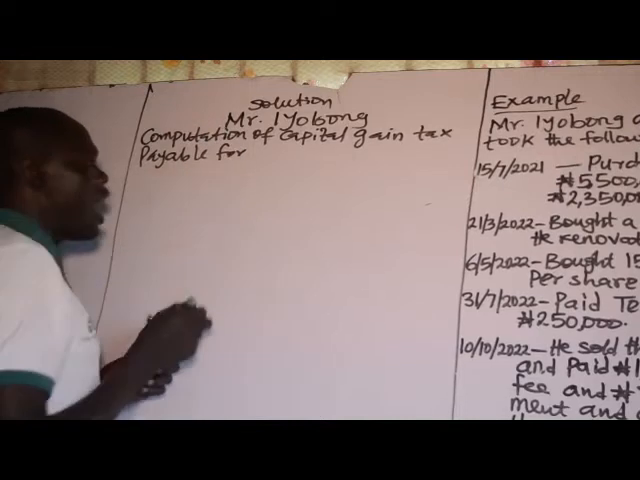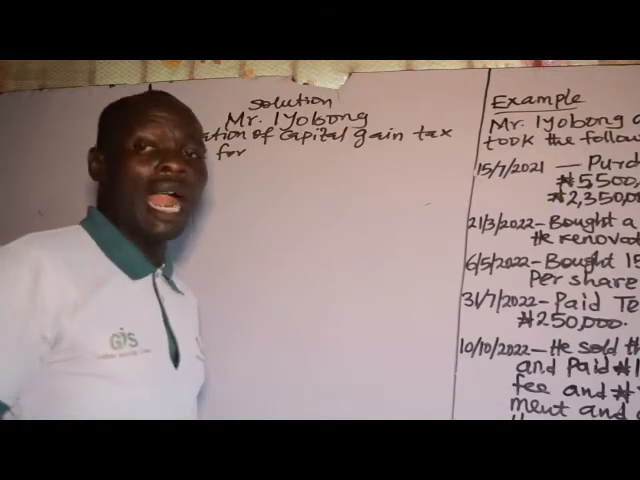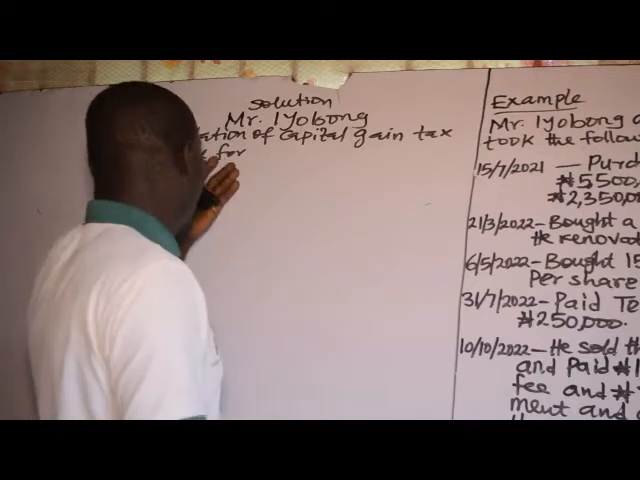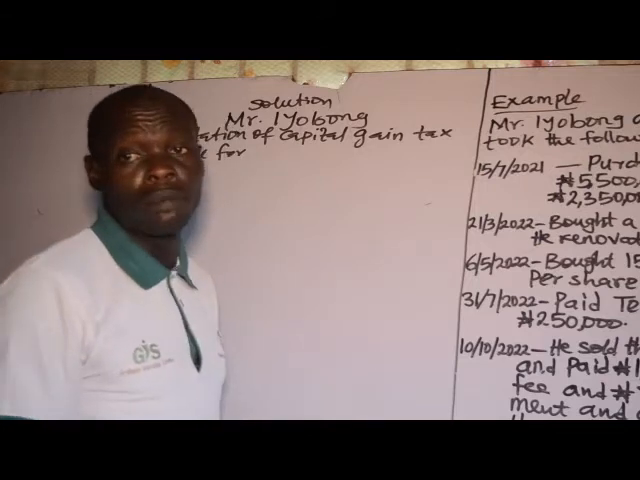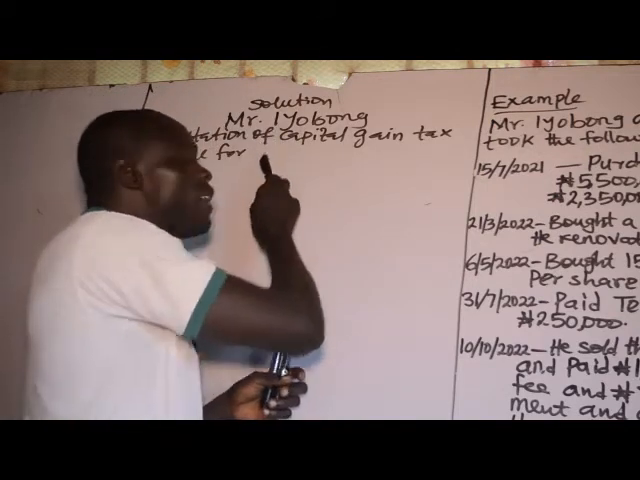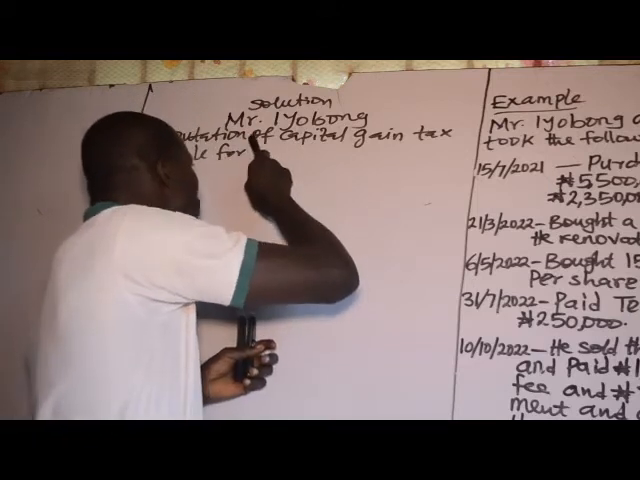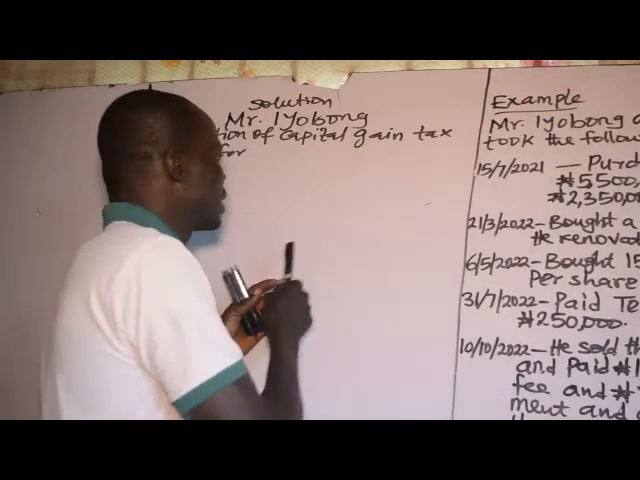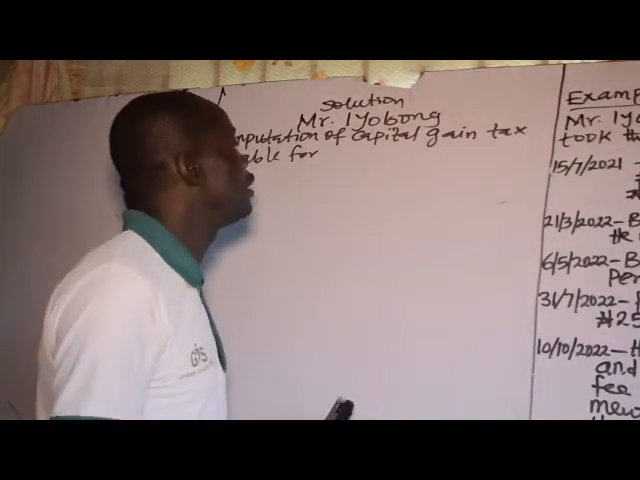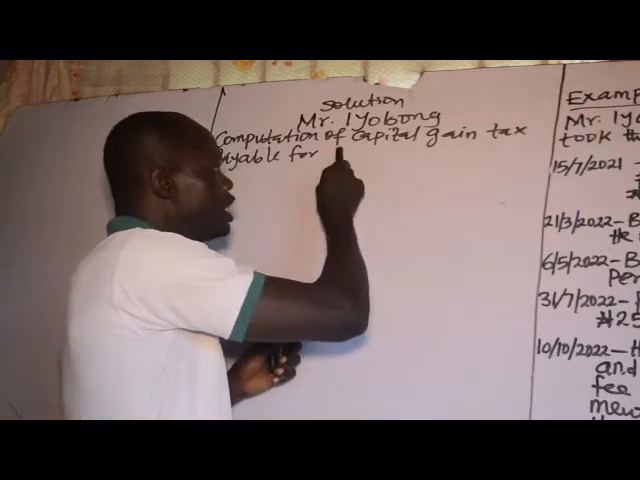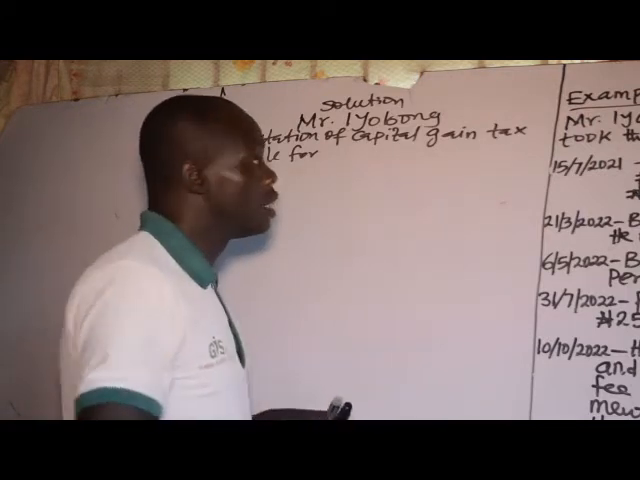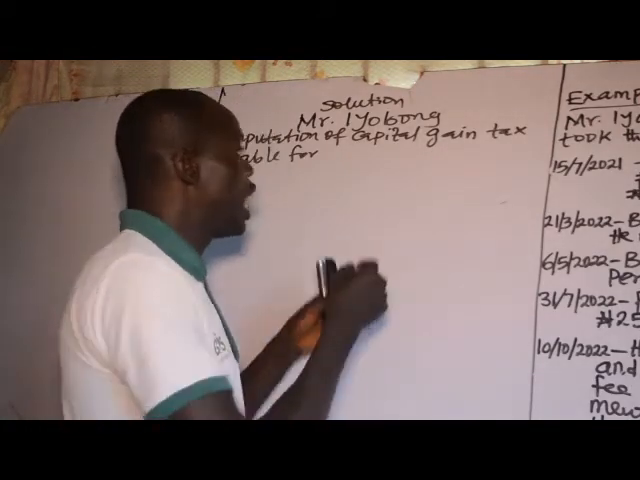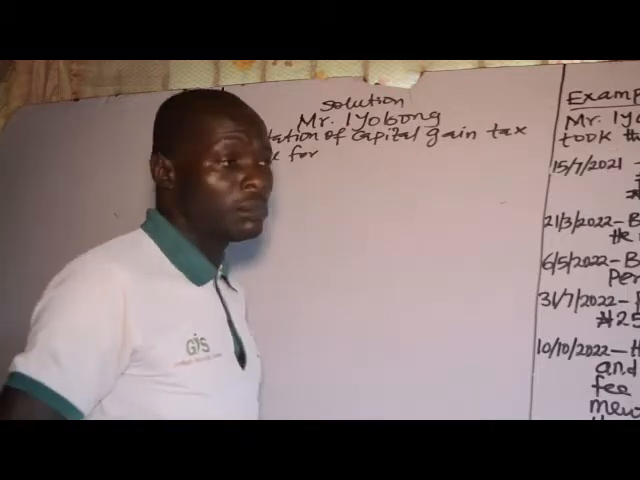I have told you that there is nothing like a relevant year of assessment. You have to identify the year of assessment; it is a must. Failure to identify or state the year of assessment in your solution amounts to 0 marks. No mark will be awarded for failure to state the year of assessment in your solution. Capital gain tax is assessable on an actual year basis, that is, the year of disposal of the chargeable asset.